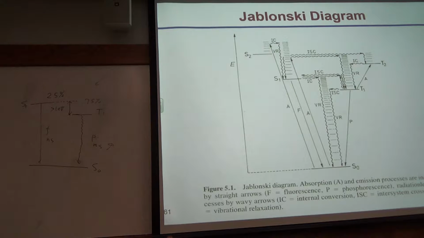So how can we solve this problem? We can use only 25% for light emission, right? So how can we solve this problem?